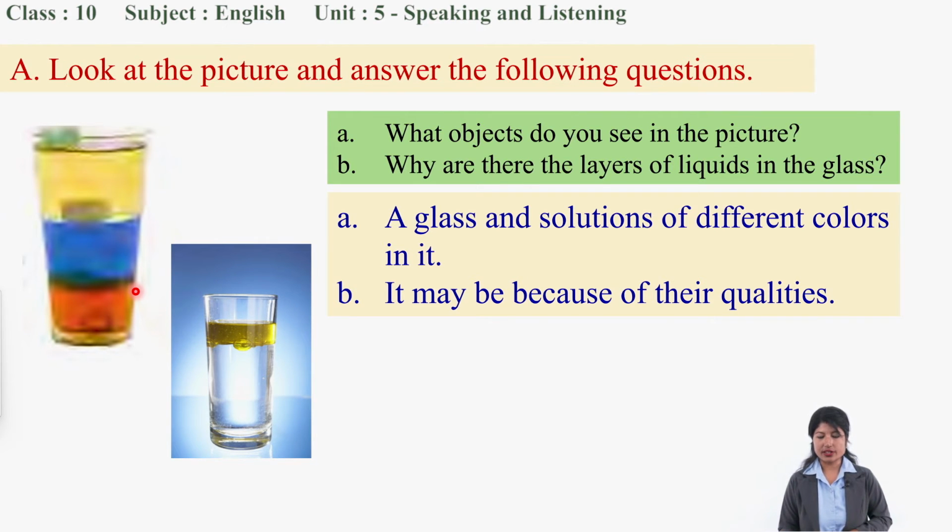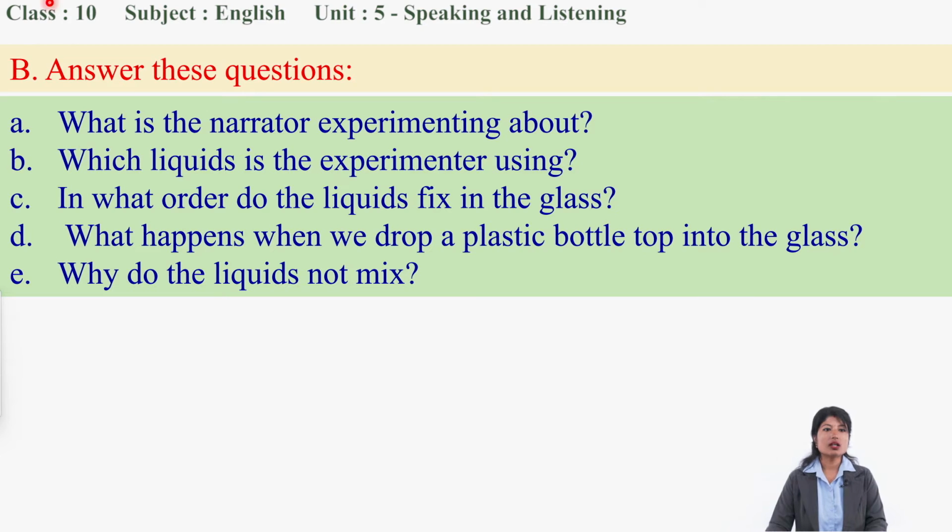Here are the questions. B. Answer these questions. A. What is the narrator experimenting about? You have to find out what experiment that is. Somehow you have already got the idea with your first listening, though please be sure to write only after the second listening, because I'm going to play it for the second time. So after the second listening, be sure to write about it.